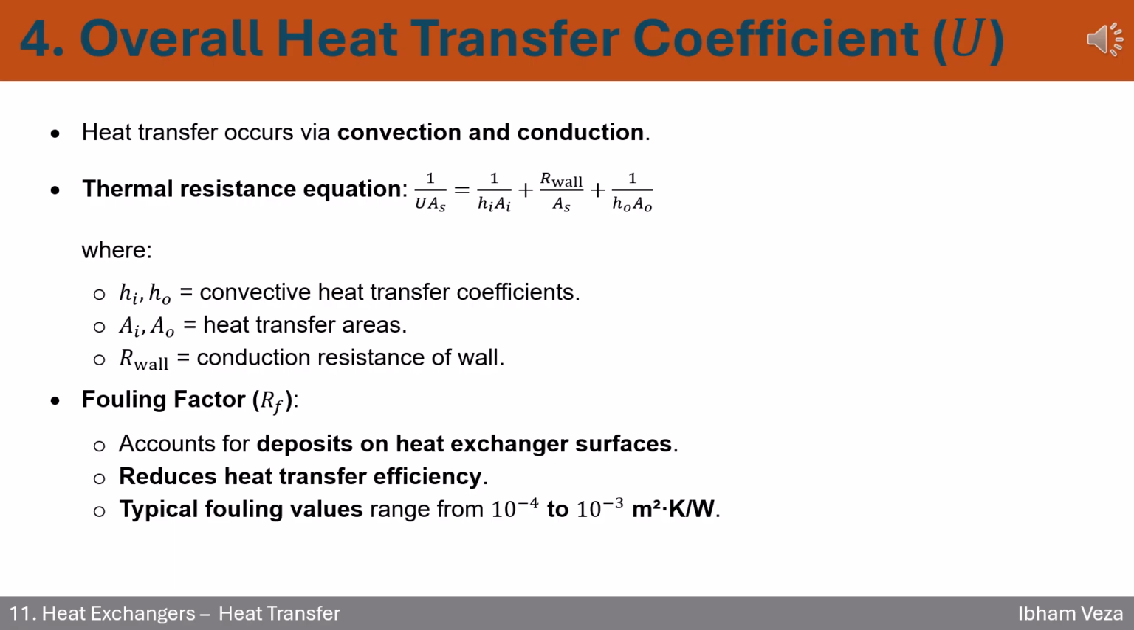All these slow down heat transfer, and the overall heat transfer coefficient, U, tells us how good the whole system is at moving heat. But there's a hidden villain: fouling. Over time, dirt and scale build up on surfaces, like cholesterol in arteries, making heat transfer less efficient. We measure this using a fouling factor, RF. Higher fouling means worse performance, which is why industries monitor and clean heat exchangers regularly.